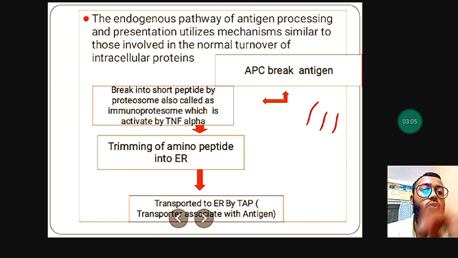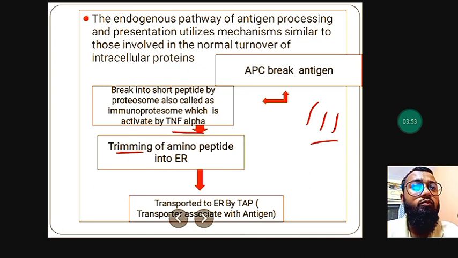And how are these immunoproteasomes activated? These immunoproteasomes are activated by TNF alpha, tumor necrosis factor alpha. The next step of the proteolytic mechanism is the peptide trimming by aminopeptidase in the ER lumen. So the third step is the trimming of the peptides in the endoplasmic reticulum, and we all know the function of the endoplasmic reticulum. The short fragments are then trimmed in the endoplasmic reticulum.